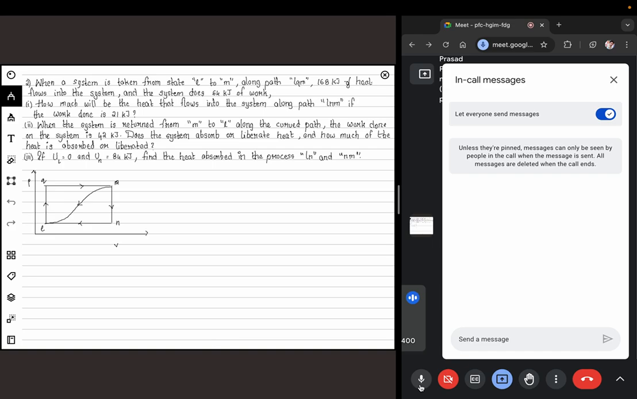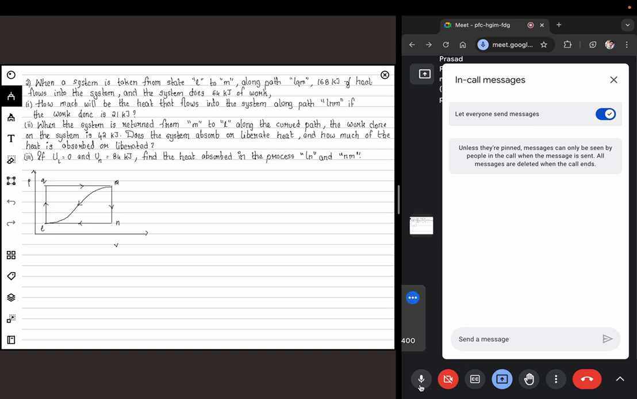So here we have a system which is taken from a particular state L to state M along the path L, Q, M. During that process, 168 kilojoules of heat flows into the system. If you were following the notation, heat taken out of the system is given a negative value, and input to the system is considered positive. Similarly, work done by the system is positive and work done on the system is negative.